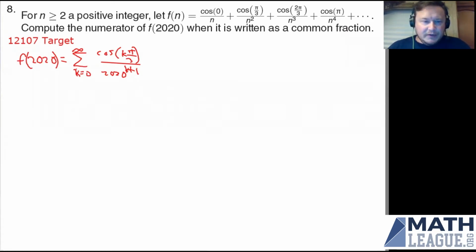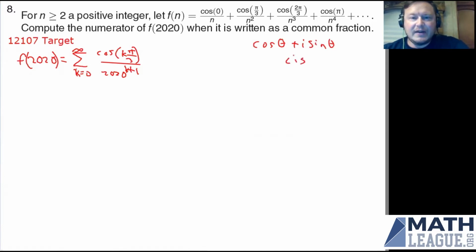Okay, so I'm going to leverage a fact that I know about cosines, sines, and complex numbers that I'd like to encourage you all to know as well. And that is that if I have cosine of theta plus i sine of theta, we can also rewrite that in shorthand as cis theta. That means cosine theta plus i sine theta. That is equal to e to the i theta.